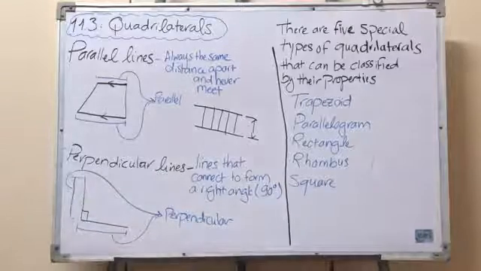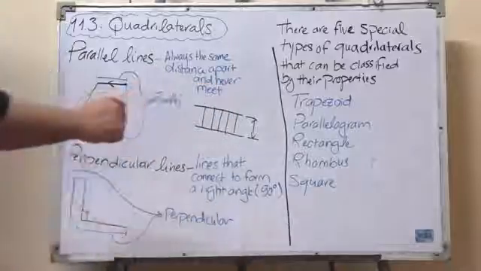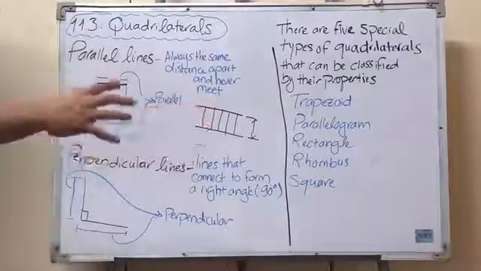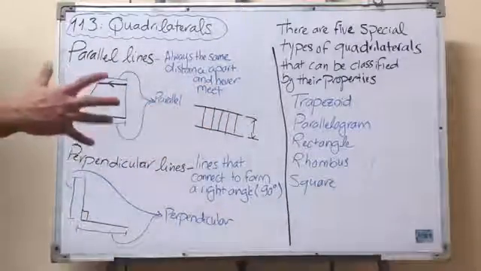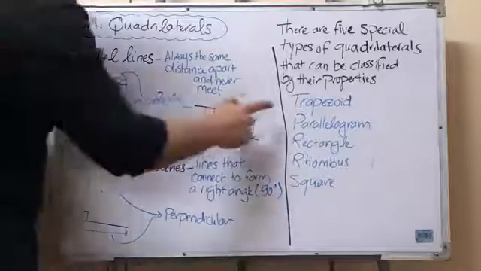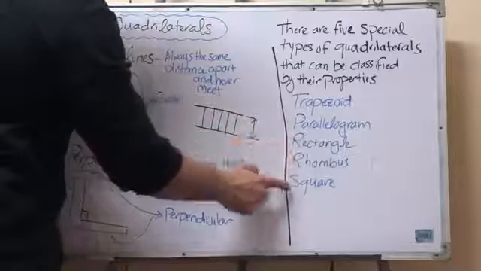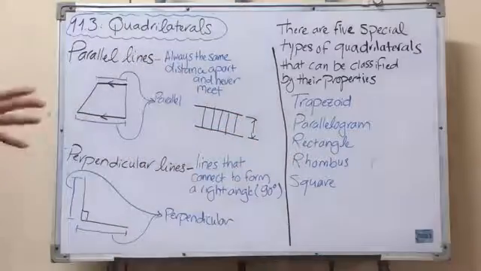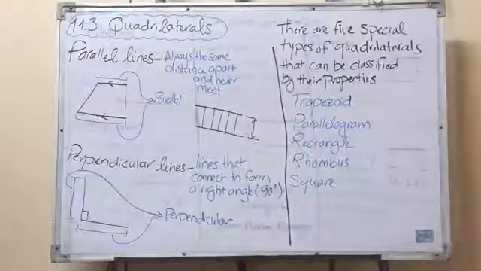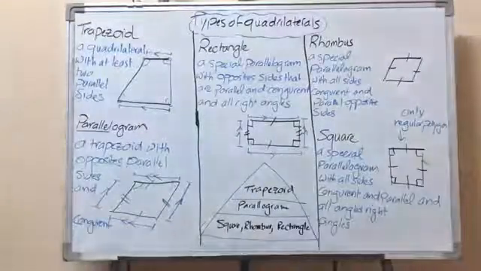There are 5 special types of quadrilaterals that can be classified by their properties. So for the quadrilateral polygon, we have 5 special types. We have a trapezoid, a parallelogram, a rectangle, a rhombus, and a square. These are our 5 special quadrilaterals. The first one is the trapezoid.